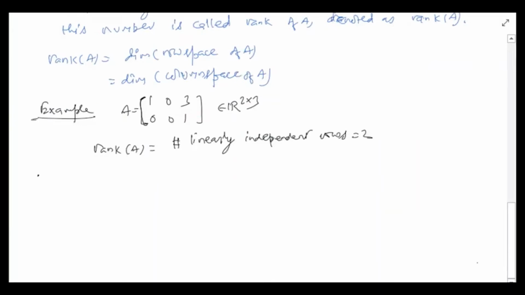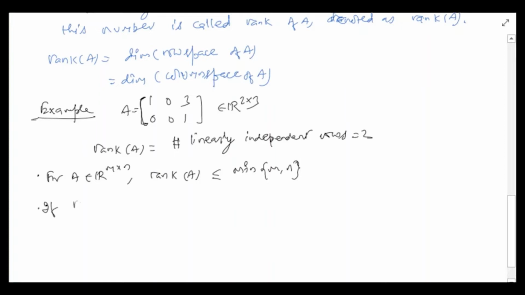It's clear that for any M cross N matrix A, its rank is less than or equal to minimum of M comma N. Clearly, the rank of A cannot exceed either M or N. For instance, in the above example, we know that rank of A cannot be larger than minimum of 2 and 3, which is 2.